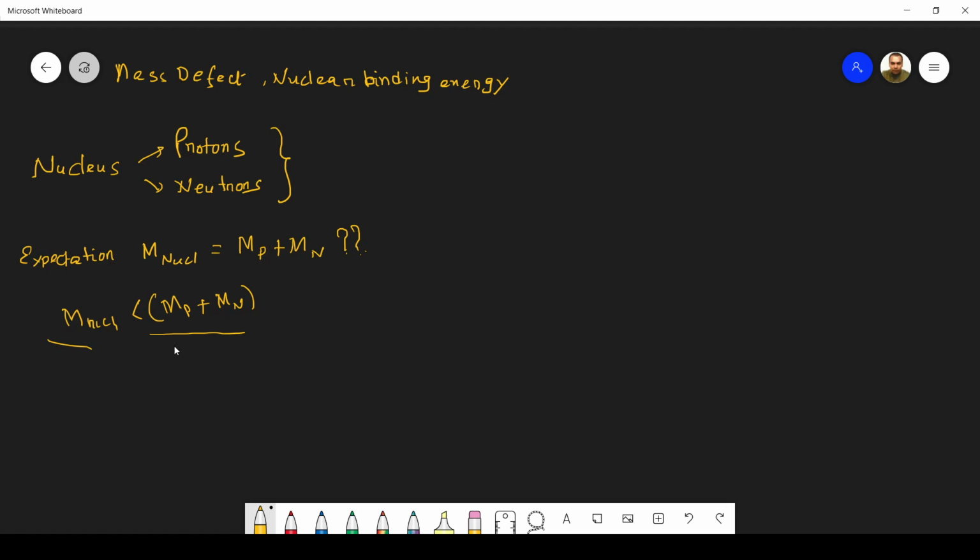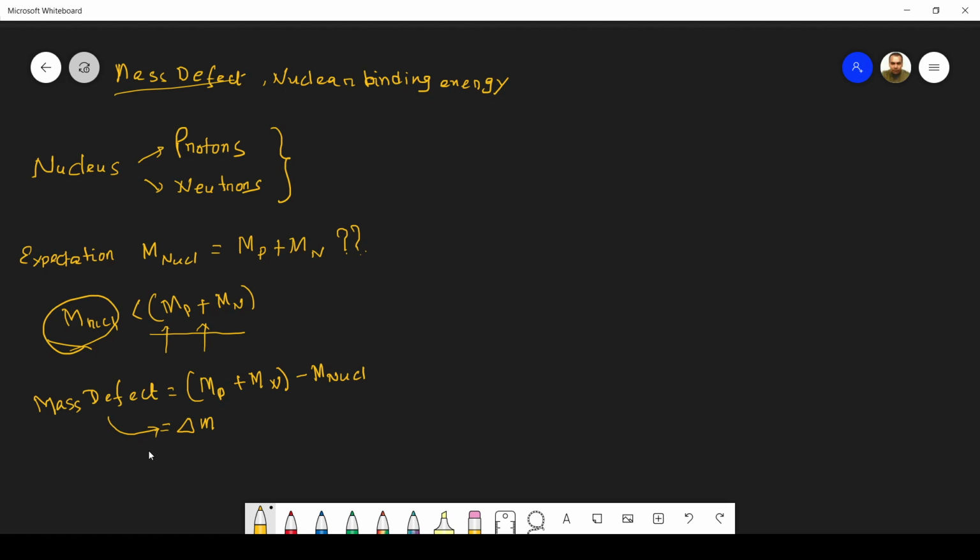So if you calculate the masses of protons and neutrons in a nucleus and compare that with the nuclear mass, you will always find a difference in mass. That mass is known as mass defect. Mass defect is mp plus mn minus m nuclear, which is sometimes referred to as delta m, the mass defect.